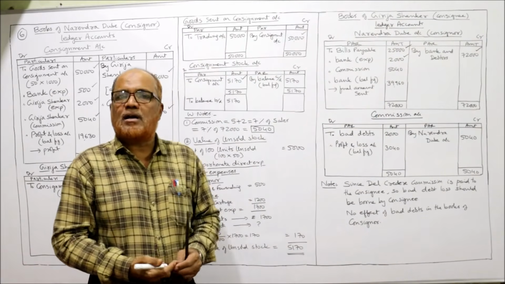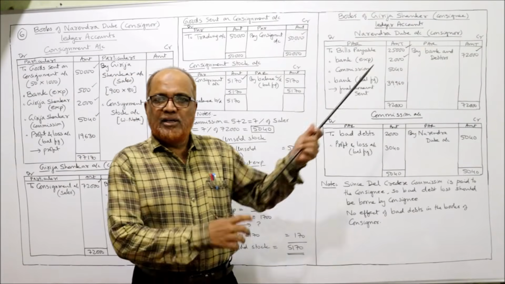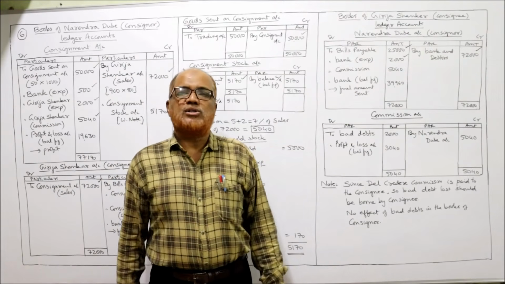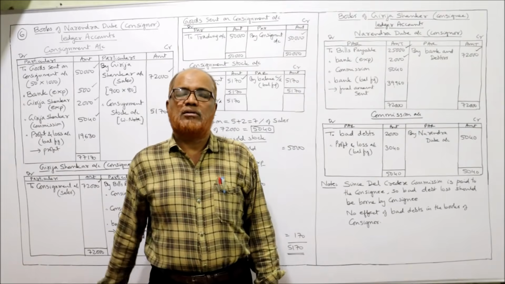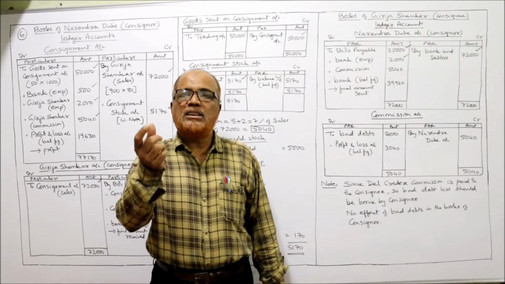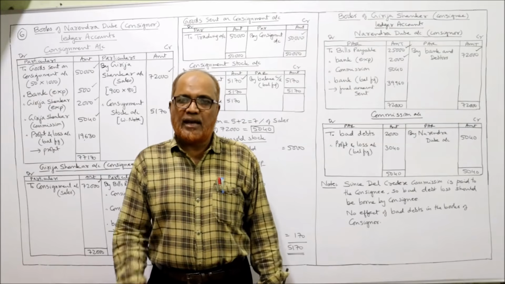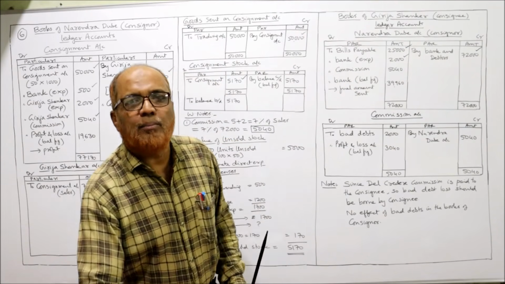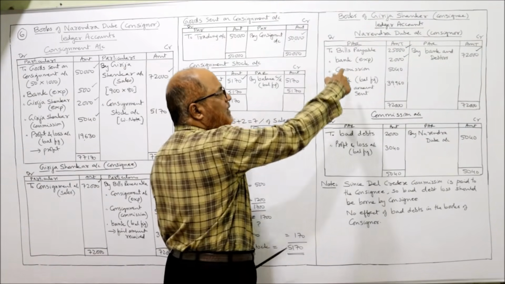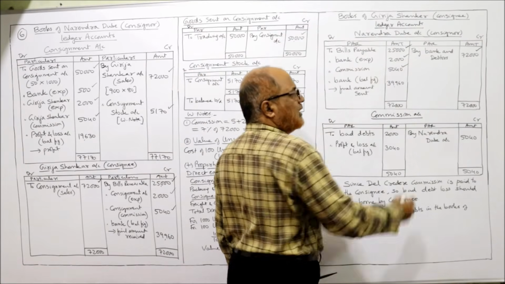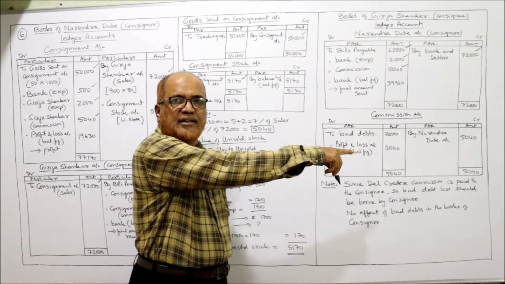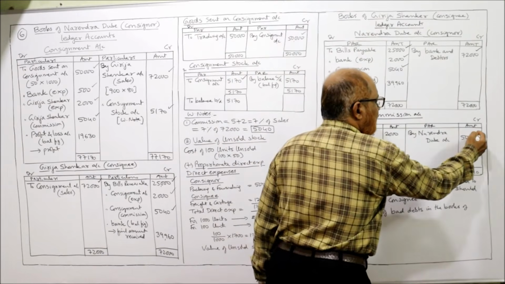Now next one is commission. So Girija Shankar has to get 5,040 rupees commission. The entry will be Narendra Dubey account debtor to commission account. So Narendra Dubey is debited to commission 5,040, and commission should be credited by Narendra Dubey 5,040.